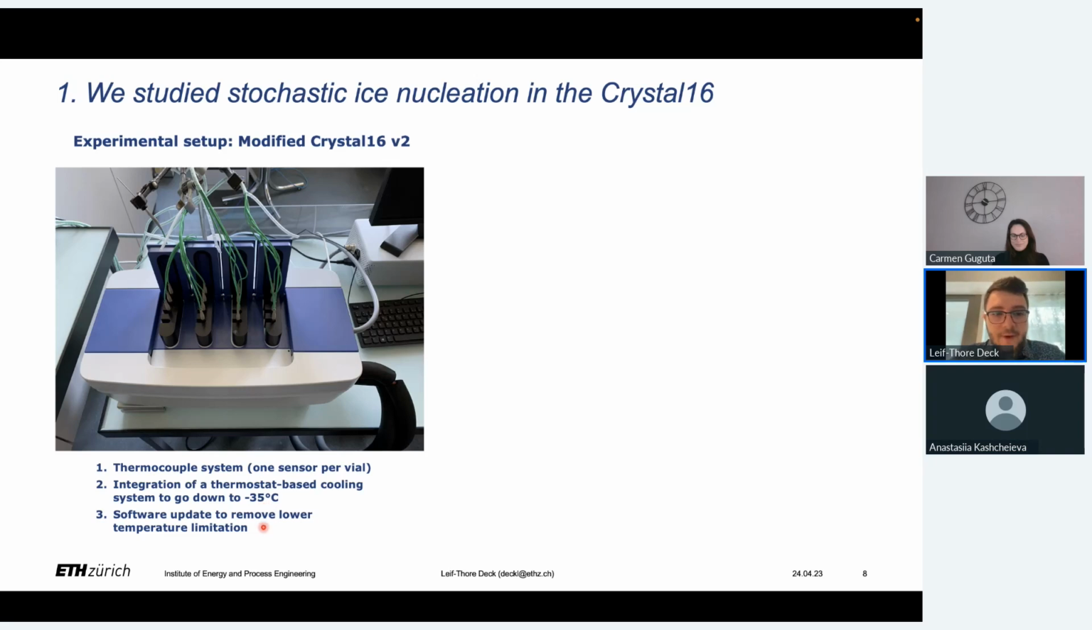And the minor thing is we also had to remove the lower temperature limitation of the software, because the software had a hard-coded limit of -25 degrees. But this is, of course, just a minor change.